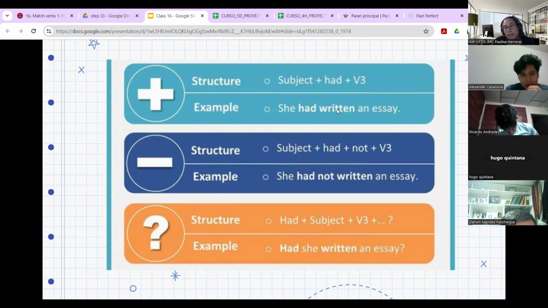And had goes for every pronoun. I, you, he, she, it, we, they, all of them had. So the past perfect will be had and the verb in past participle. If I am speaking in negative, had not or hadn't, and the verb in past participle. If I want to make a question, had, subject, and the verb. This is the structure. Had as my auxiliary or my helping verb, and the verb always in past participle.